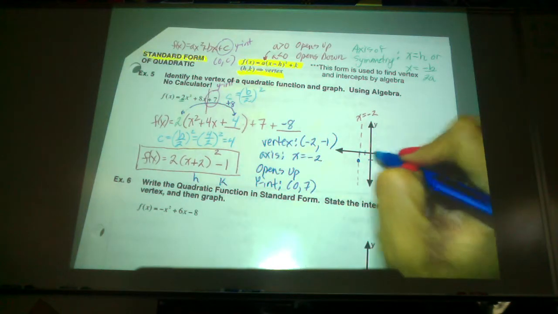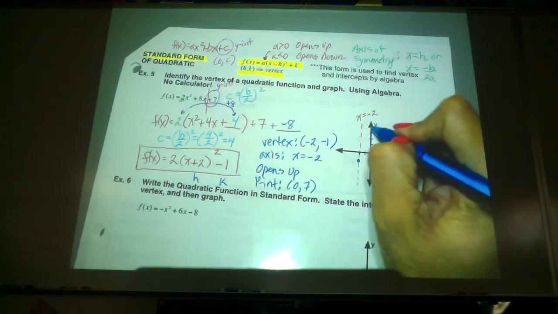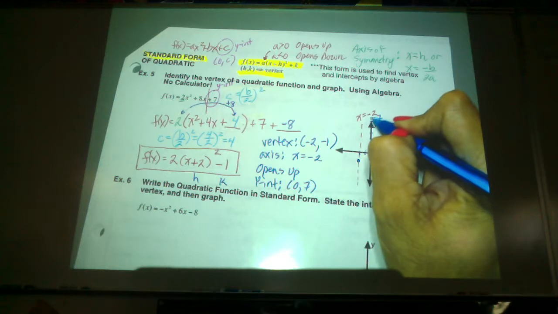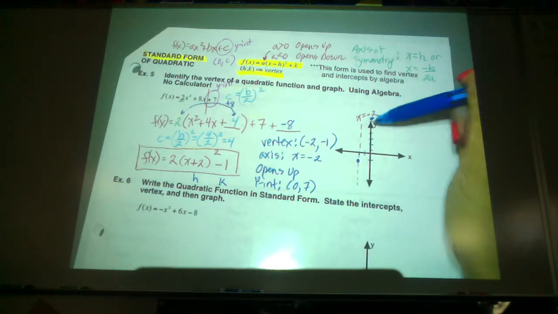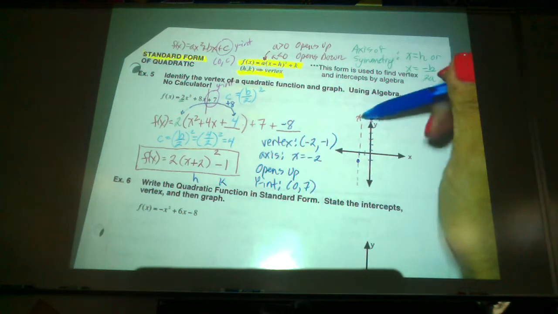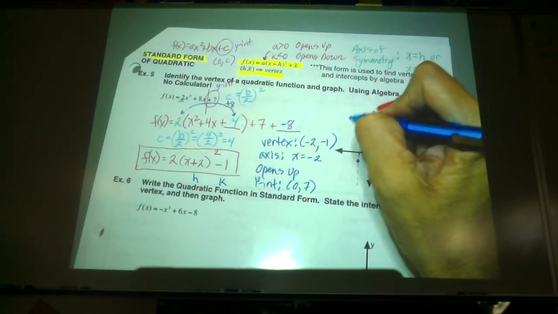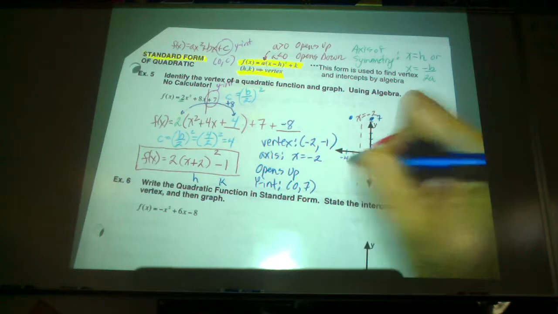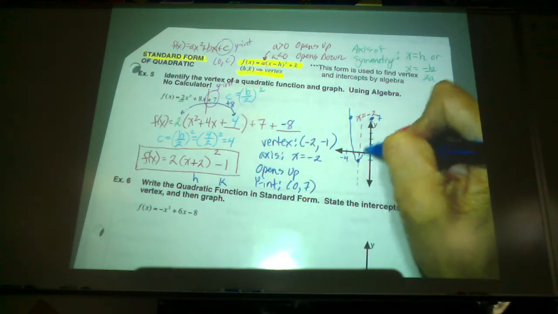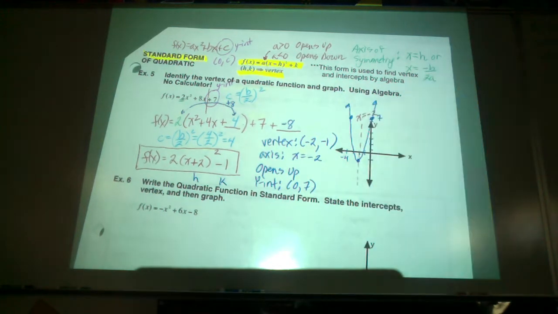So I'm going to plot 1, 2, 3, 4, 5, 6, 7, a point right here. This point is 2 units away from that axis of symmetry, so it should have a sister point 2 units to the left, so here at negative 4. Now I can plot and graph that problem. If they ask for the x-intercepts, then you would be solving this, setting y equal to 0 and solving.